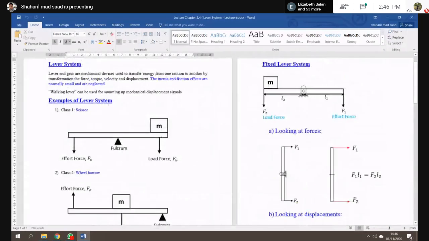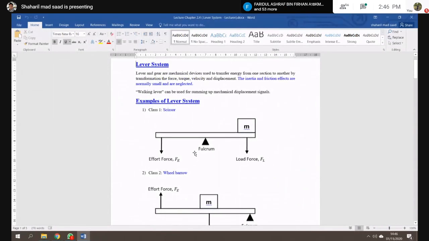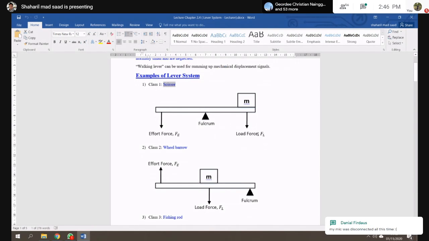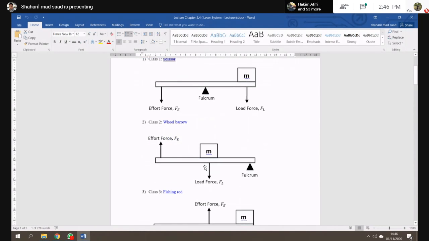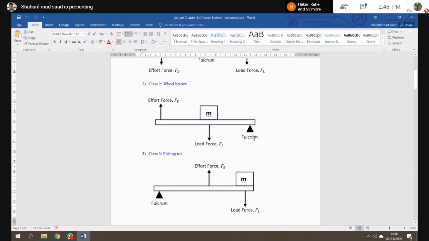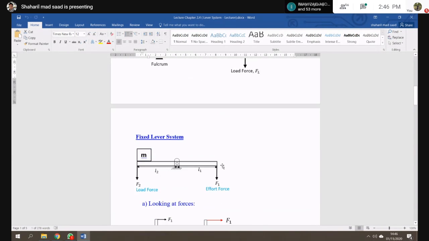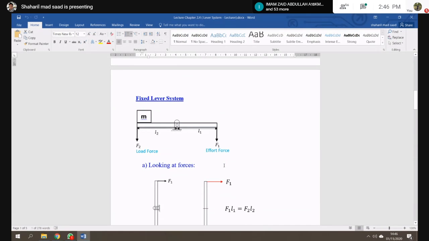Levers and gears are mechanical devices used to transfer energy. For the lever system we have class 1, for example scissors, where you have the fulcrum here, and then you have some load, and this is your effort. And then class 2, you have the wheelbarrow, where the fulcrum is the wheel. Then you have the fishing rod. This one.